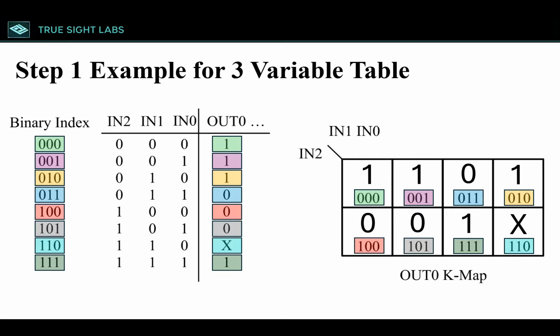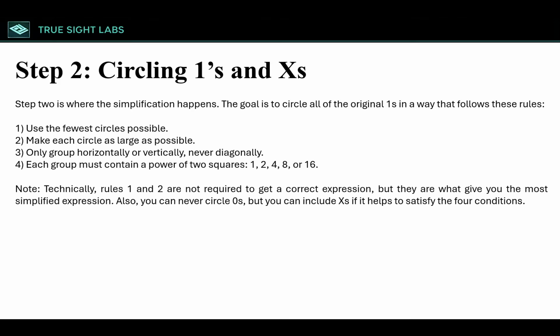Alright, now that step 1 has been discussed and you have seen a couple examples, let's jump into step 2. So, step 2 is where the simplification happens. The goal is to circle all of the original ones in a way that follows the 4 rules shown here. Note that technically, rules 1 and 2 are not required to get a correct expression, but they are what give you the most simplified expression. Also, you can never circle zeros, but you can include excess if it helps to satisfy the 4 conditions.